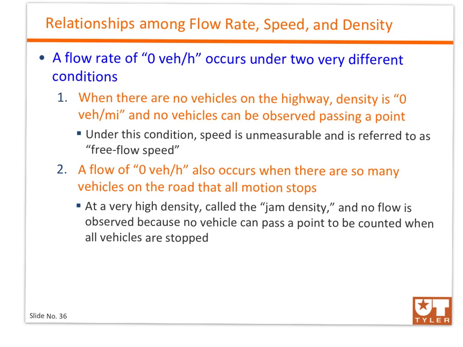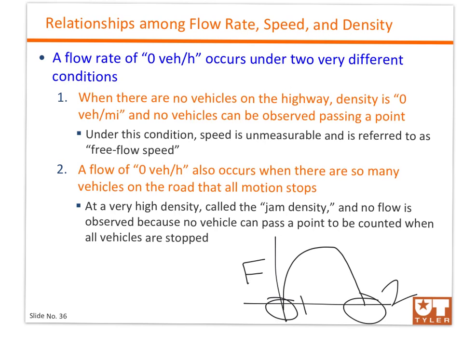So for the very first condition, let's try to draw this relationship. We were able to see that the flow rate was 0 at two conditions, condition 1 versus condition 2. Condition 1 is when there are no vehicles. I can see a flow rate equal to 0 vehicles per hour when there are no vehicles on the highway, so density is going to be 0 vehicles per mile, and no vehicles can be observed passing that point. Under this condition, speed is unmeasurable, and we refer to it as free flow speed. That means hardly any vehicles, and the speed is going to be equal to free flow speed.